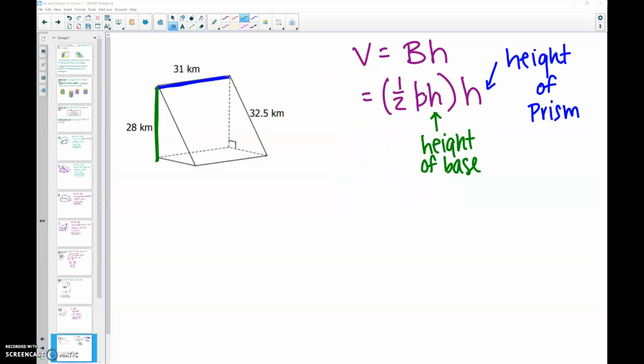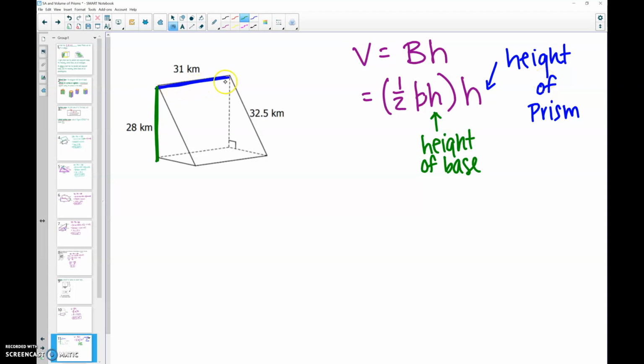Okay, we're going to solve volume for this triangular prism here. Now I wrote out my formula of area of the base times the height. Now I filled in the formula for area of my triangular base, which would be 1/2 base times height. This is specific to the triangle, so the h here is the height of just my base, which would be 28 kilometers. Whereas this h from my original formula is the height of the prism, so that's the distance between my two bases.